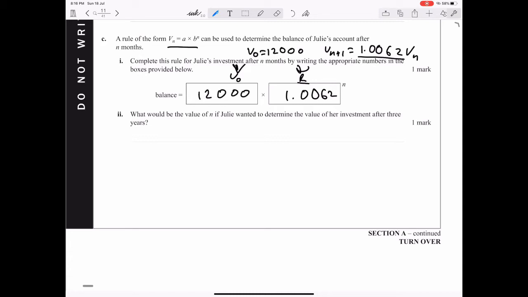C(ii), what would be the value of n if Julie wanted to determine the value of her investment after 3 years? So we know that the rule follows after n months. So the value of 3 years wouldn't be 3, because when n equals 3, that represents 3 months. So if you want 3 years, we need to do 3 times 12, because there are 12 months in each year. So if you do that, that gives you 36. So therefore, the value of n needs to be 36 if we want to find the value of the investment after 3 years.